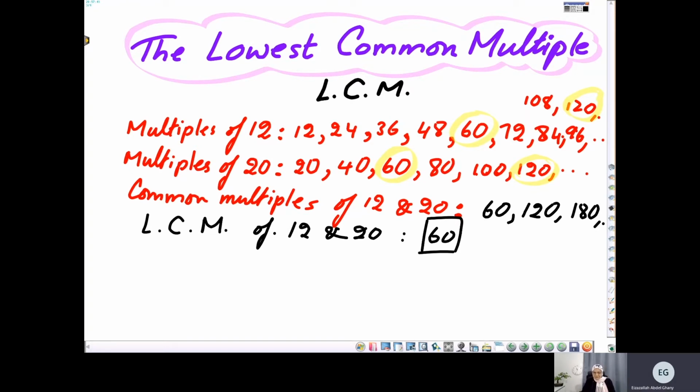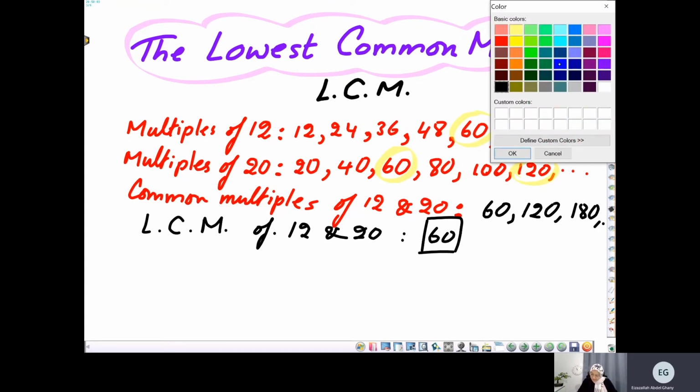Is this the only method I can use to find the LCM of 12 and 20? No. This is just to explain the concept of multiples and common multiples, and then how to find the LCM, which is the lowest common multiple. No, miss, I need to know the fastest method. Okay, I'll do it. The fastest method for the LCM is like that. The letter L has how many sticks? Only one.